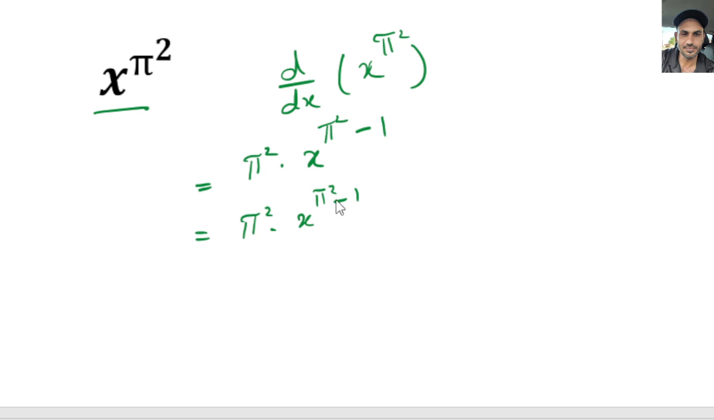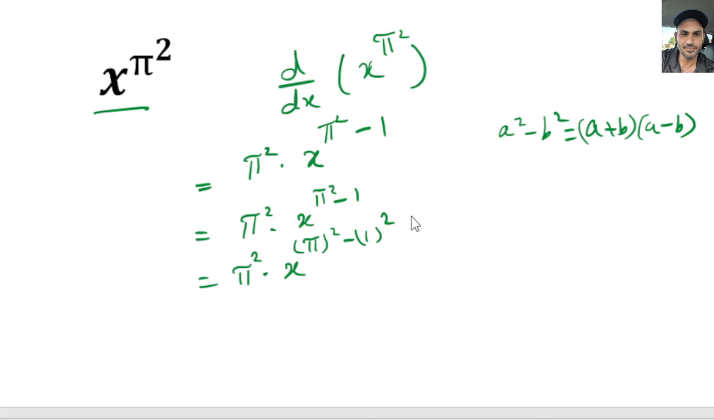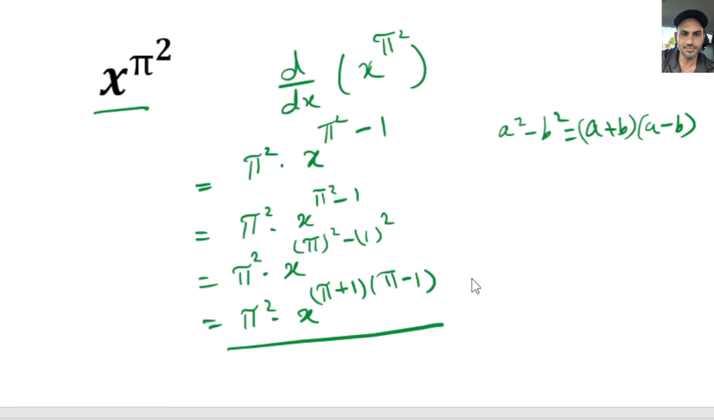This is our final answer, but you can simplify this exponent again if you want to. If you know about the difference of two squares, a squared minus b squared, we can write it as a plus b times a minus b. And we can actually simplify this exponent in the same form, because it's pi squared minus 1 squared. We just completed the difference of two squares. So we have pi squared times x to the pi plus 1 times pi minus 1. All right, this is another form of this answer right here.